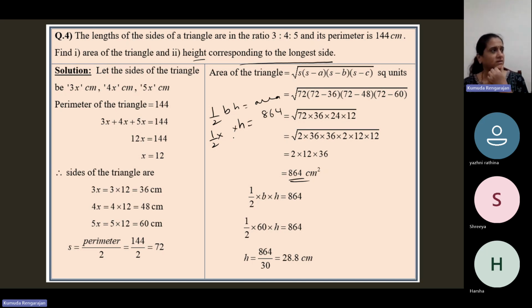Which base to take? The three sides of the triangle can be taken as the base, but which one to take? Now, which height do you want? You want the height corresponding to the longest side. So, which is the longest side? 60. So, you should take the base 60. So, half into base into height is 864, the area. So, half into 60 into h is equal to area. Work that and find the height, the altitude corresponding to 60 centimeters. Yeah, work this.